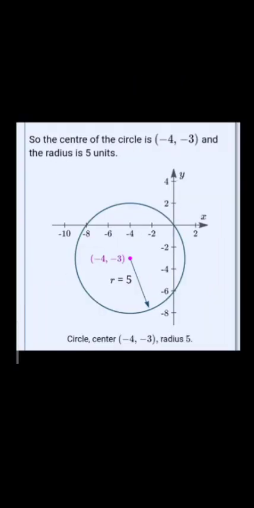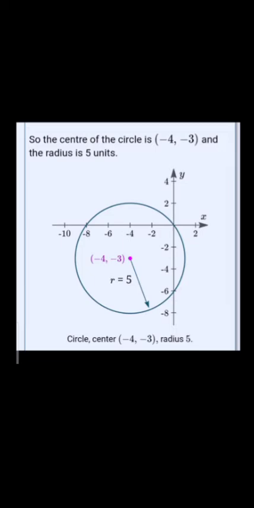Next, we are going to graph the circle. So since our center is -4 and -3, meaning we are going to count -4 in our x-axis and -3 units in our y-axis. So the pink dot there represents the center of the circle.